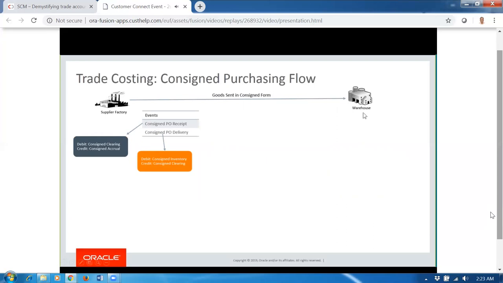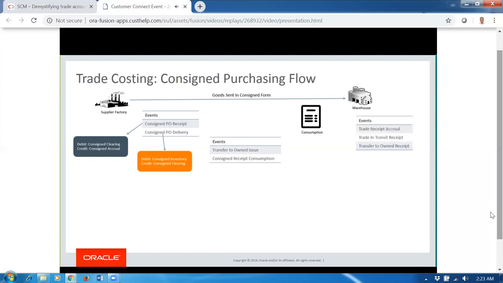Now, once the goods are in the warehouse, eventually they may be consumed. On consumption, the warehouse would inform the supplier that the goods have been owned by them, which means the ownership of the goods has now been transferred financially from the supplier to the warehouse. The supplier is now looking for payment for the goods that he has actually shipped, recorded financially as a sale by the supplier and a purchase by the warehouse. So on the consumption, inventory would create two sets of events. One is called a transfer to own issue, and there is another event supplementing it, a transfer to own receipt.